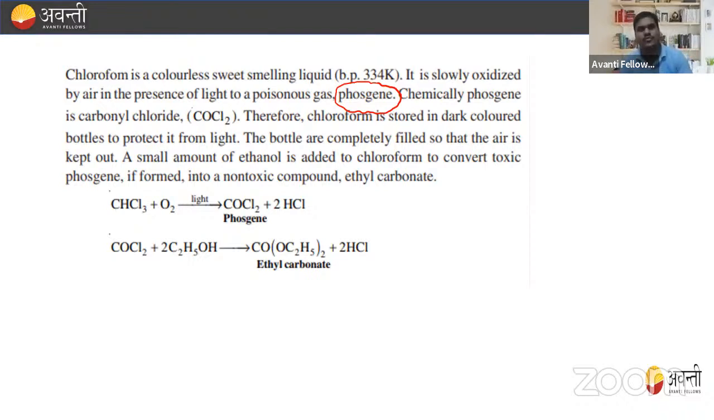That is, chloroform is a colorless, sweet-smelling liquid having a boiling point of 334 Kelvin, and it is slowly oxidized by air in the presence of light to the poisonous gas phosgene, chemically carbonyl chloride, COCl2. Therefore, chloroform is stored in dark colored bottles to protect it from light. The bottles are completely filled so that air is kept out, and a small amount of ethanol is added to convert toxic phosgene, if formed, into non-toxic ethyl carbonate.